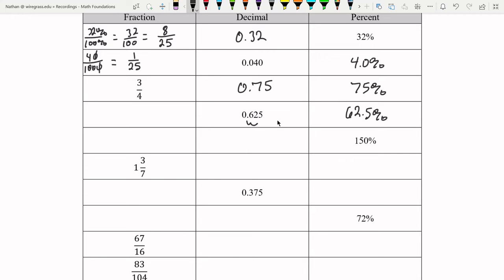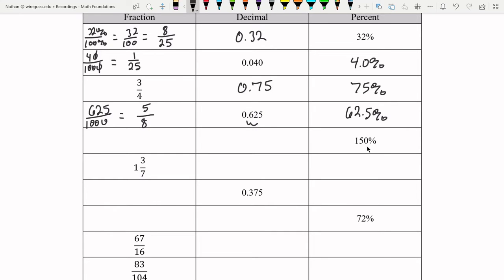And if I go 3 spaces over, I get 625 over 1,000. Now I can reduce this. I can divide top and bottom by 125, I think. 625 divided by 125, yep, is 5. And 1,000 is going to be 8. 5/8.